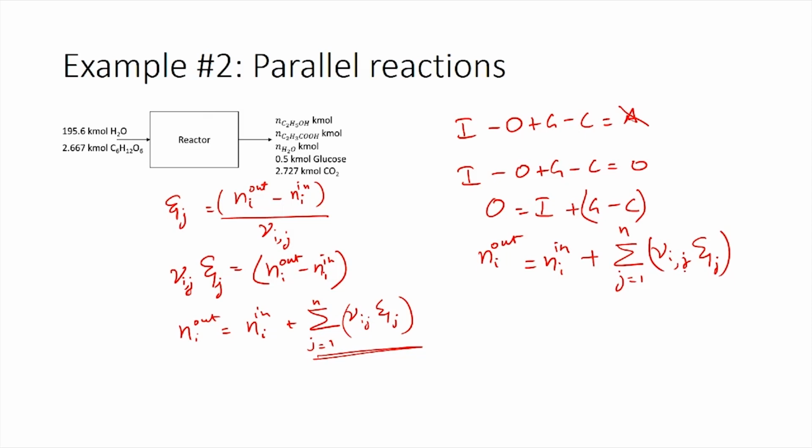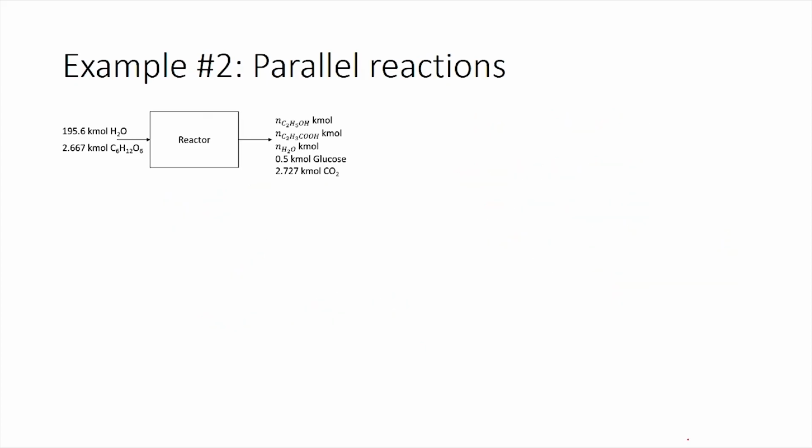So, using this equation, let us try and solve the material balance problem in front of us. We will start with glucose, where we know the amount of glucose entering and leaving, and carbon dioxide, where we know that no carbon dioxide is entering the system and we know how much carbon dioxide is present in the final condition. So, let us start with the glucose balance.